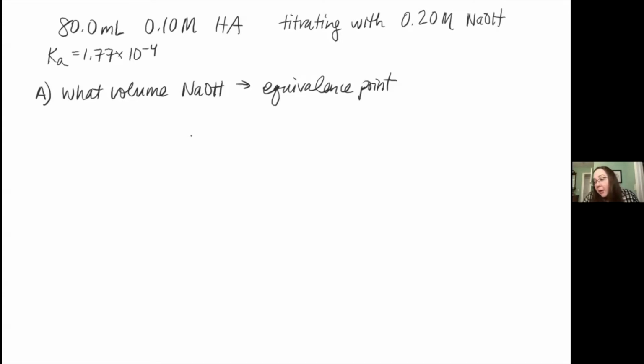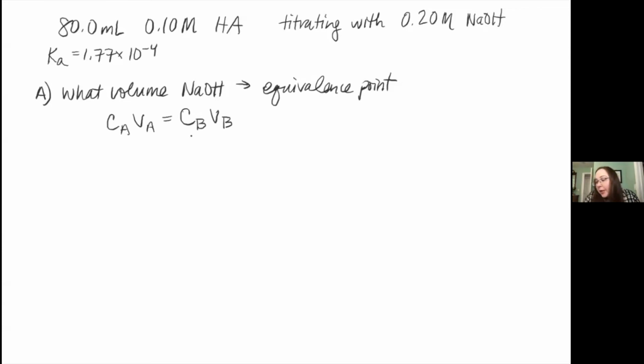So the first thing that we're going to do is use this shortcut equation. The concentration of our acid times the volume of our acid equals the concentration of our base times the volume of our base at the equivalence point. Now, this only works for monoprotic and monobasic acids and bases, so just be careful if you've got some stoichiometry going on, like you have a CaOH2 in there or something like that, just make sure you account for that, and this equation might not work for you.